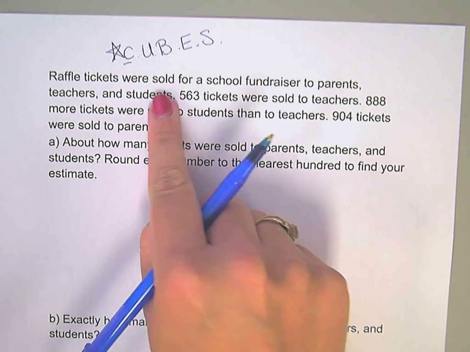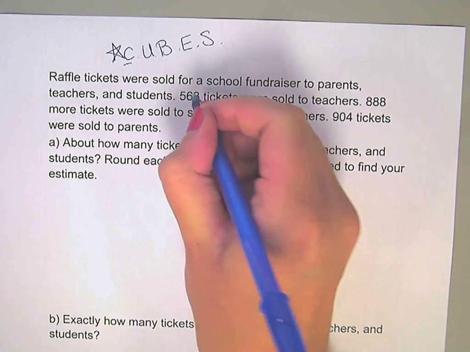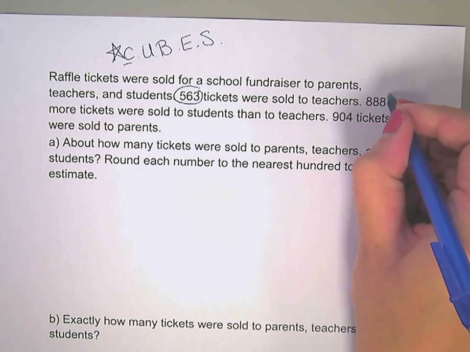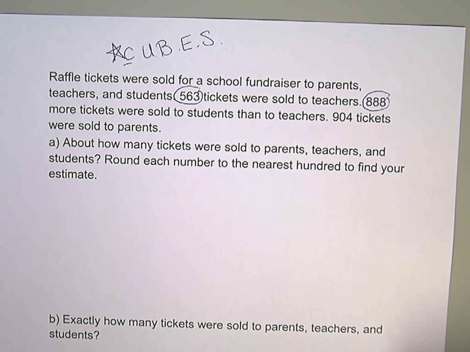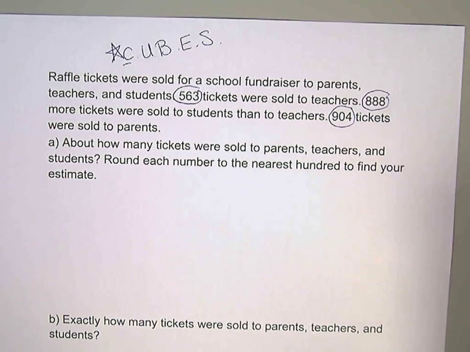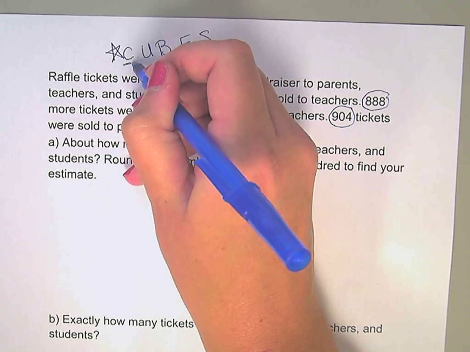Raffle tickets were sold for a school fundraiser to parents, teachers, and students. 563 tickets were sold to teachers. 888 more tickets were sold to students than to teachers. 904 tickets were sold to parents. Now I'm going to pause. I've done my circling of my numbers.